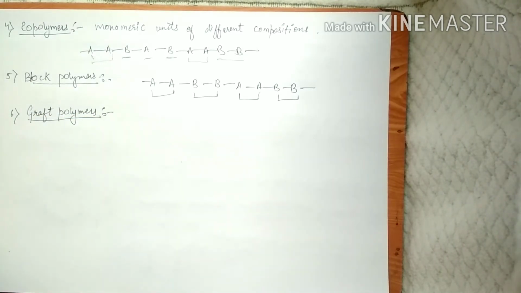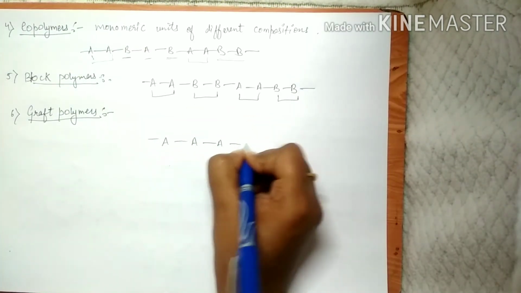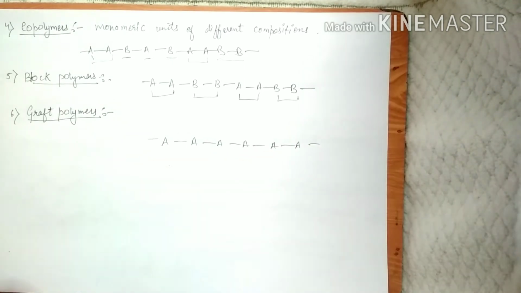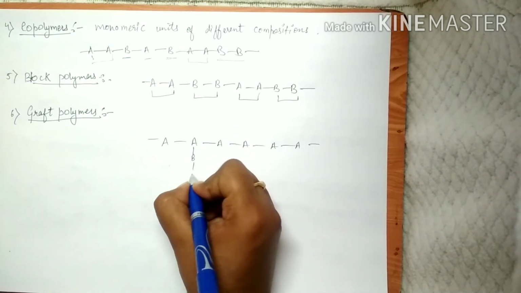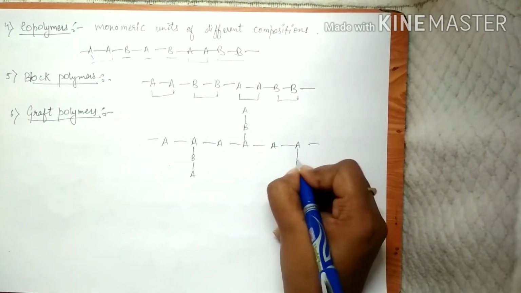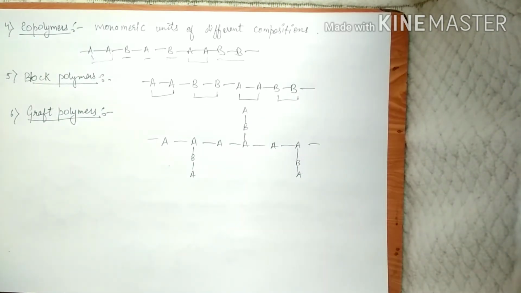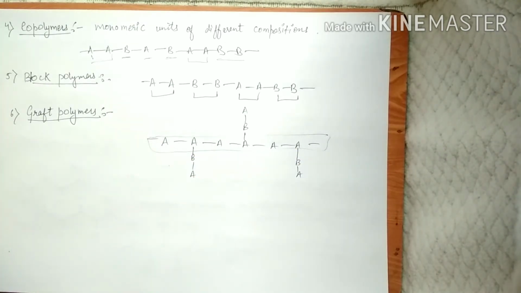These are the type of copolymers in which your different monomeric species are grafted on a linear chain. Like you will be having a linear chain like this, and grafting will be done on this linear chain. Like from here grafting is done, maybe from here, like this. Grafting is done on a linear chain. Okay, so this comes under the category of graft polymers. So this is all about the classification of polymers.